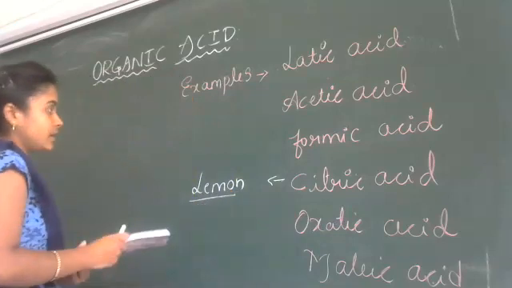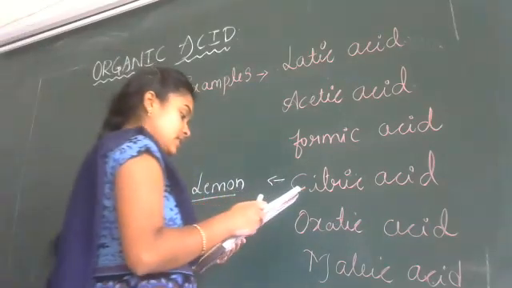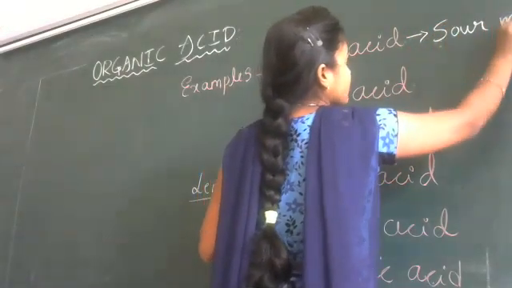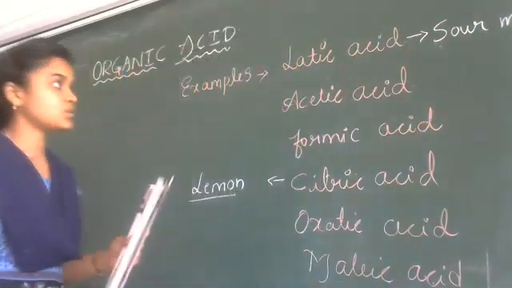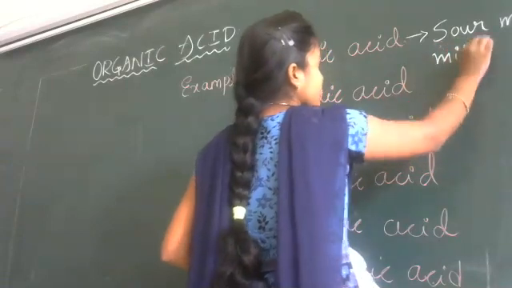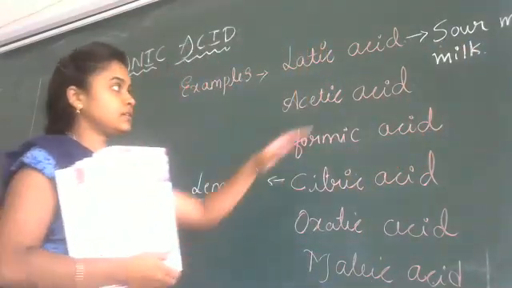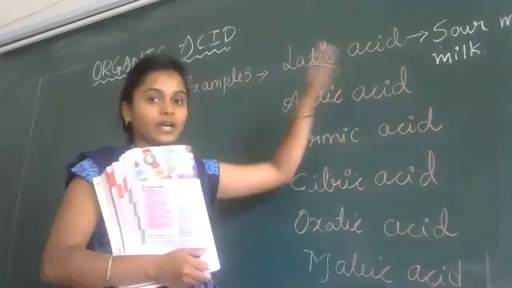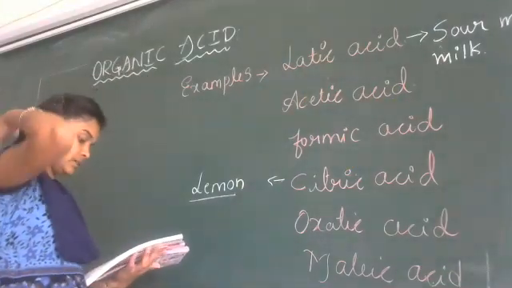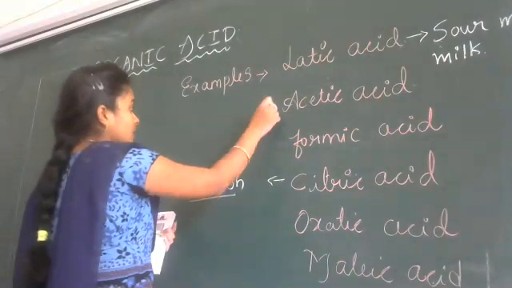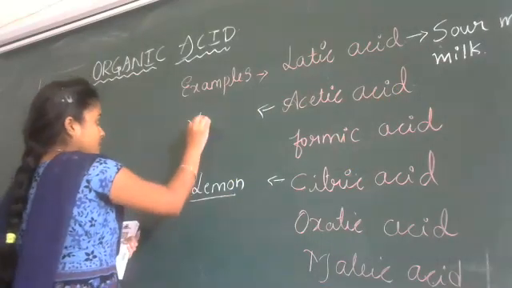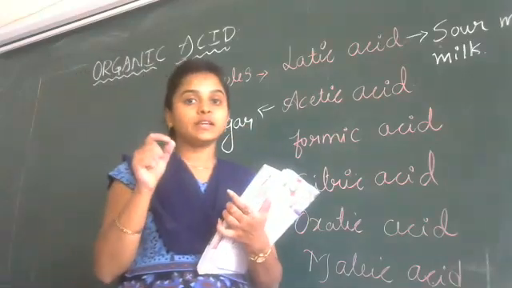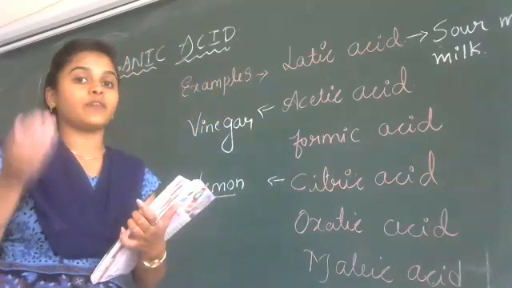Next one here, lactic acid. So lactic acid is present in sour milk, right? Sour milk, and milk is also a natural substance. So in sour milk also we get lactic acid. Now acetic acid. Acetic acid we usually see in vinegar, right? So vinegar also consists, I told that vinegar, lemon, orange, they consist of acids, but we don't know which type of acids they consist.